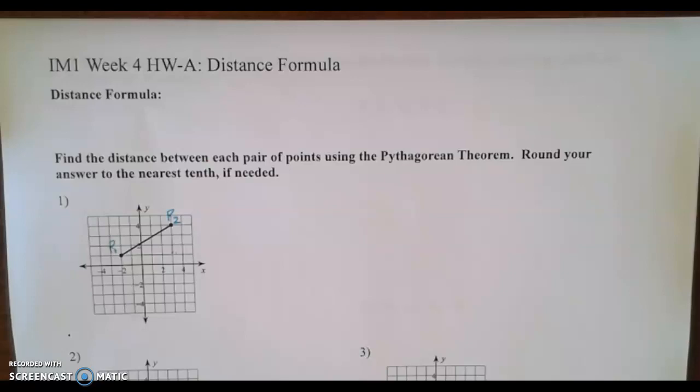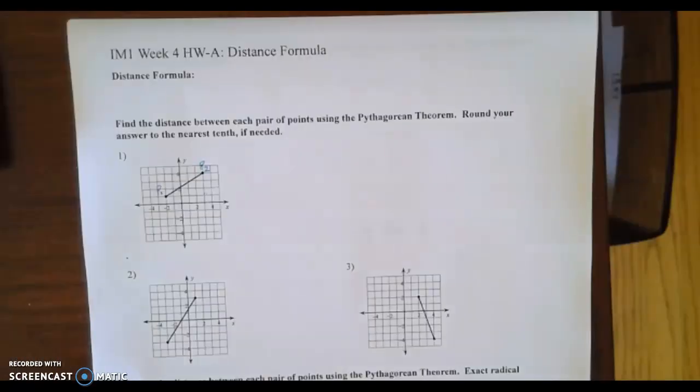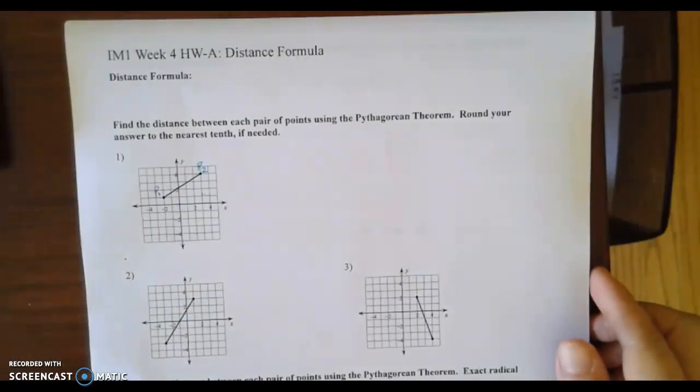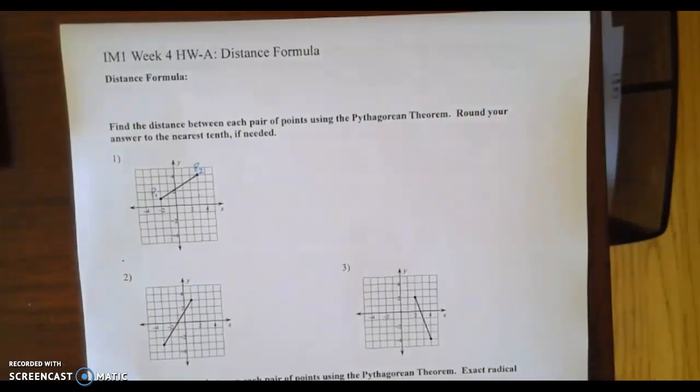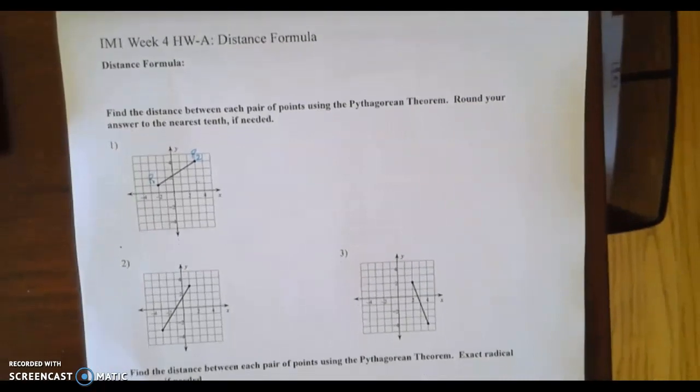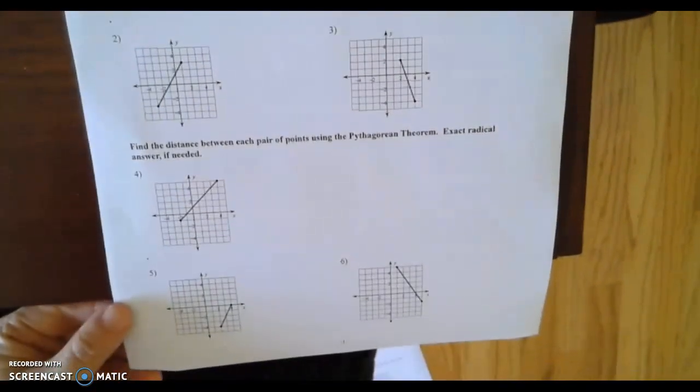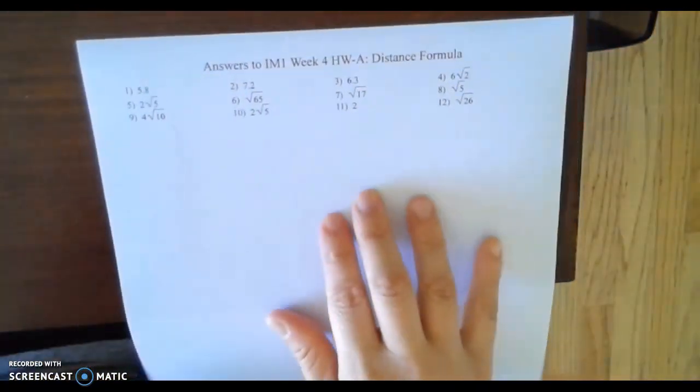It's on distance formula. To begin, I am going to go over the document. You have 3 pages. On the first page I am going to start demonstrating, and then you're going to complete the rest of the problems. The second page you're going to complete yourself too. And the final page you'll find is the answer sheet.